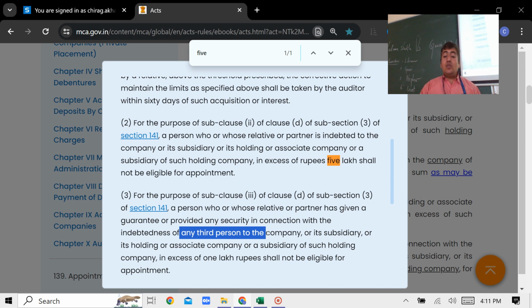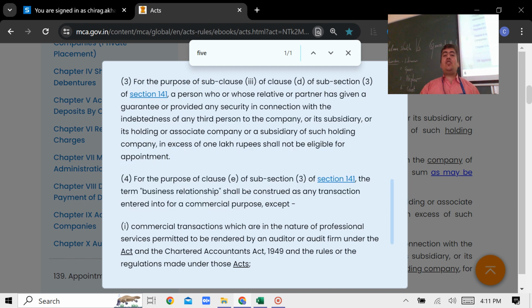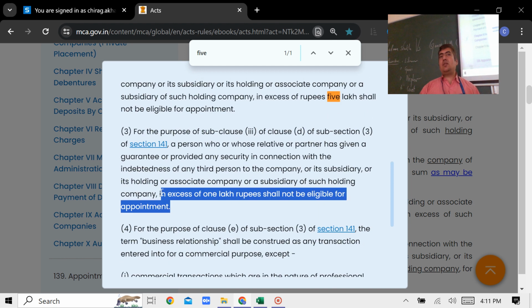Okay, to the company, or then this entire model, but up to what rupees? In excess of 1 lakh shall be ineligible. So again, I know what's the doubt. So we couldn't understand this point.